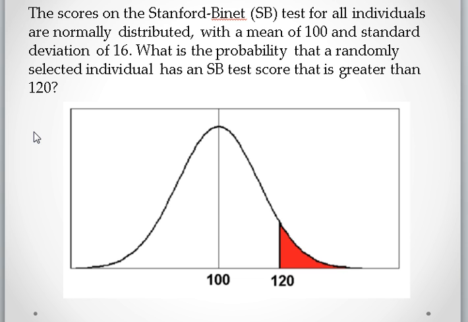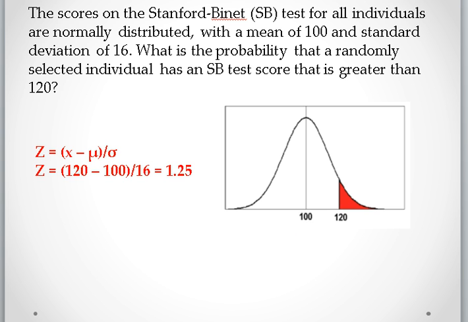As for all problems, I advocate constructing a picture of this. The mean is 100, the scores are normally distributed. We're seeking the probability that an individual has a score greater than 120. So we're seeking the red region in this figure below. The first step in the process is to find the z-score of the score of 120.